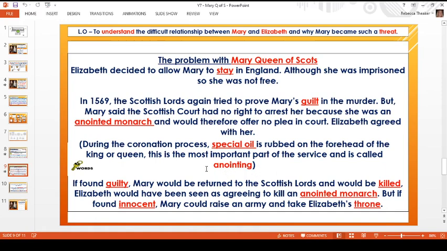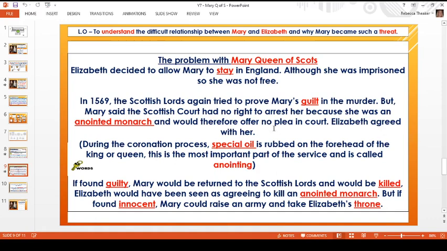And when that happens, that means that person who was being anointed is a special person that has certain rules and regulations that only applies to them. So for example, because Mary was an anointed monarch, she said that they had no right to take her to court and that she wouldn't offer a plea to say whether she was guilty or not, because as an anointed monarch you can't be taken to court by law, and that is true.